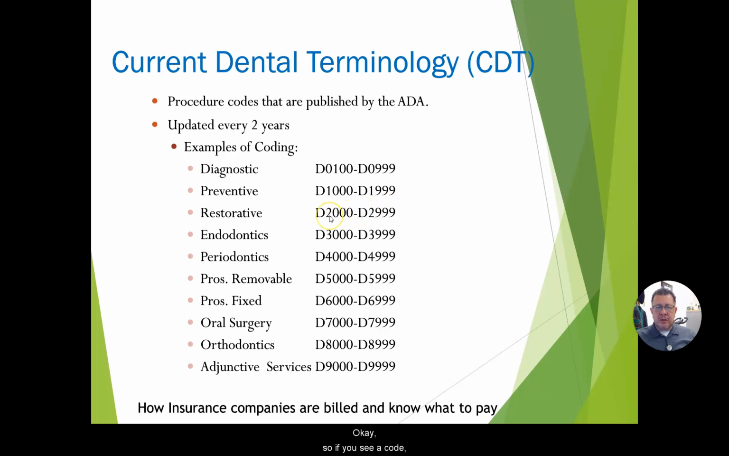Okay, so if you see a code, let's say, I don't know, in the 5,000s, then you know that it has to do with partials and dentures and so on. Okay. There's codes for 8,000s, that's ortho and so on. And so obviously, most of the stuff that we do is preventative and perio. And then if you're with Medi-Cal, you can also bill for x-rays after you get paid for SRPs.